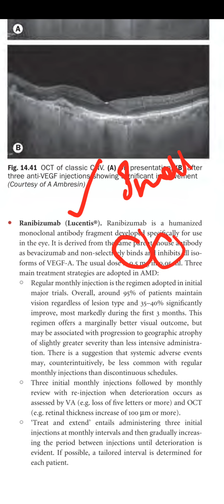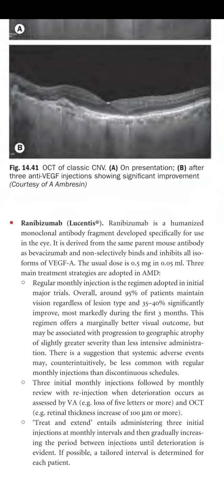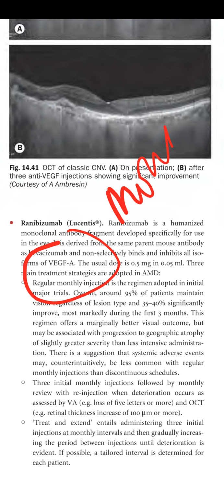Three main treatment strategies are adopted in AMD. First is a regular monthly injection, the regimen adopted in the initial major trials. Overall, around 95% of patients maintain vision regardless of the lesion type, and 35 to 40% significantly improve, more markedly than during the first 3 months. This regimen offers a marginally better visual outcome but may be associated with progression to geographic atrophy of slightly greater severity than less intensive administration. There is a suggestion that systemic adverse events may counterintuitively be less common with regular monthly injection than with a discontinuous schedule. So the first treatment strategy is regular monthly injections.